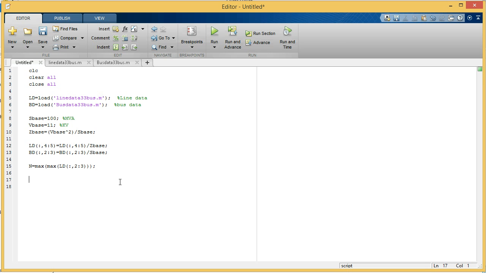Okay, so after that we need to define the S of each load, which is basically the complex value made from the second and the third column of BD.